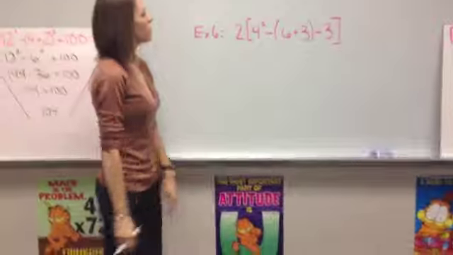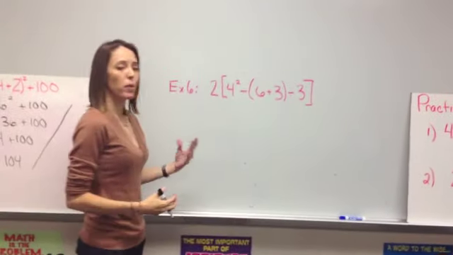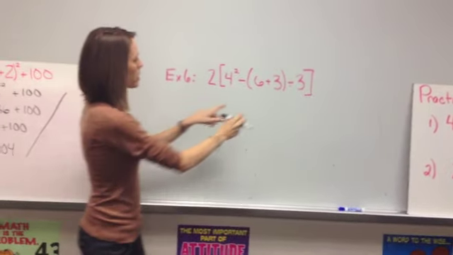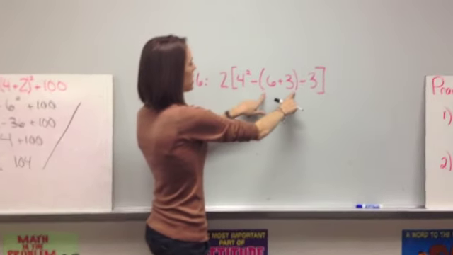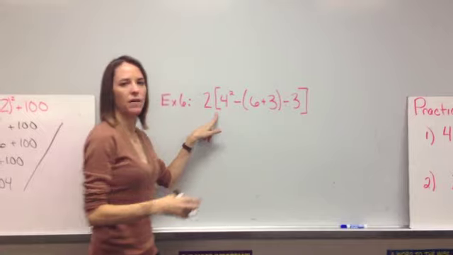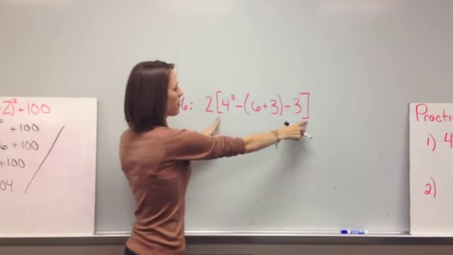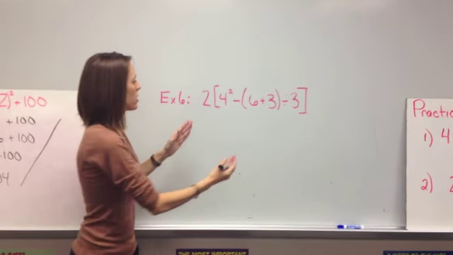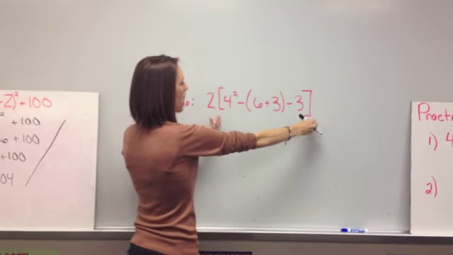Example number 6. All right, this one's a toughie. First thing, you look for parentheses. Remember I said you also looked for grouping symbols. There's 2 types of grouping symbols we're going to use. These are parentheses, and these are brackets. So it's kind of like having a double parentheses, but that way you can tell the difference. So the way that you do these is you look for the brackets first. So you're going to do everything inside the brackets first.